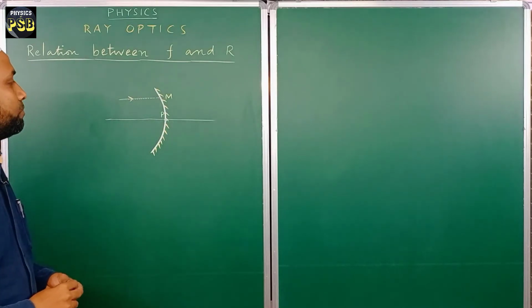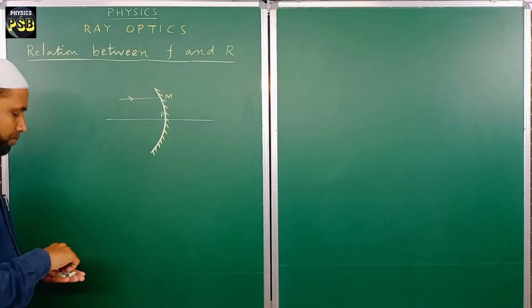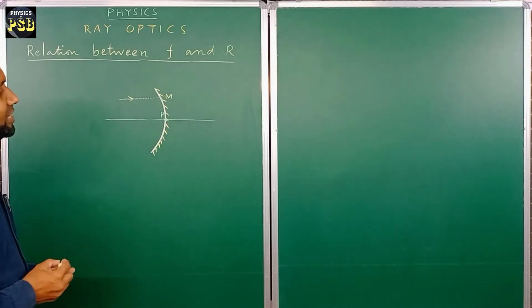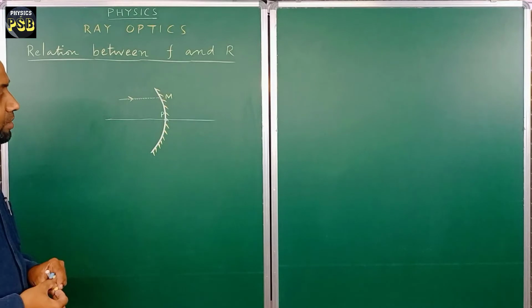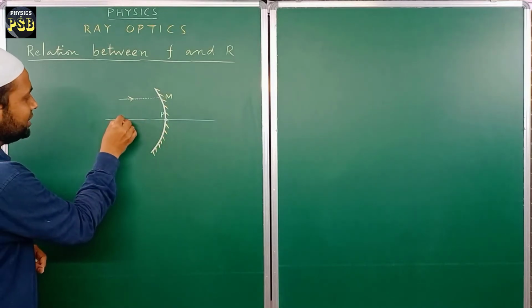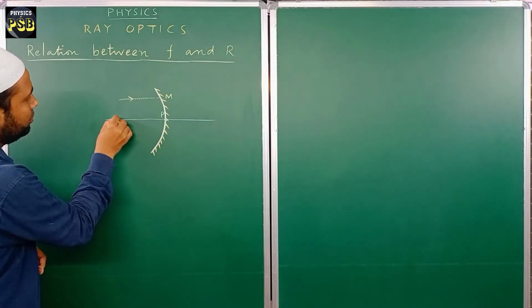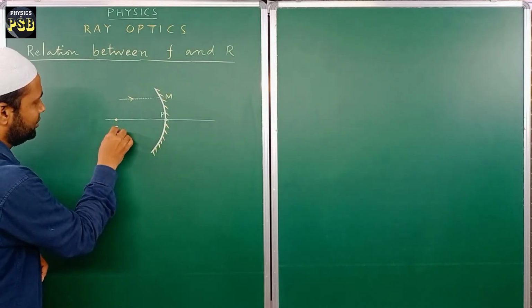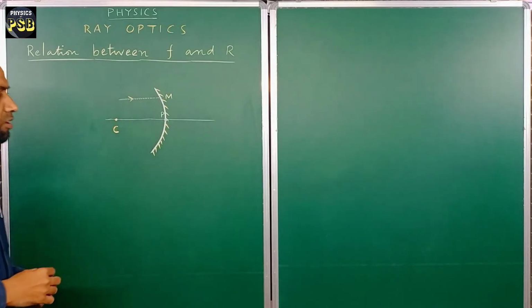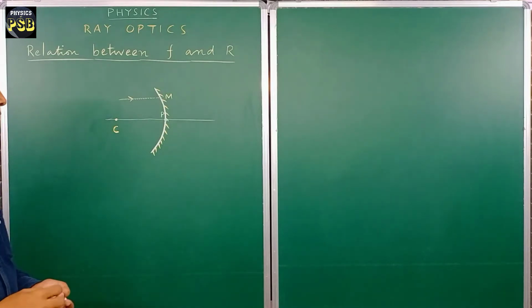Now we know very well that a mirror in which the reflecting surface is curved in is referred to as a concave mirror. The center of the sphere of which the spherical mirror is a part is referred to as the center of curvature. Point C is taken as the center of curvature of this spherical mirror.